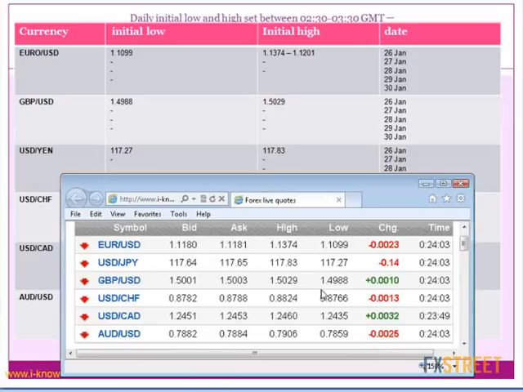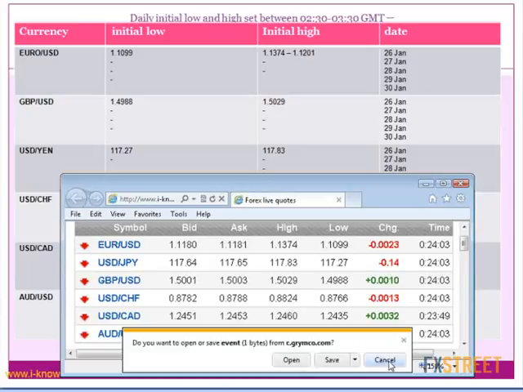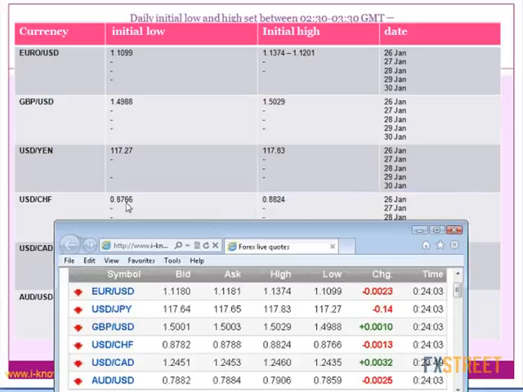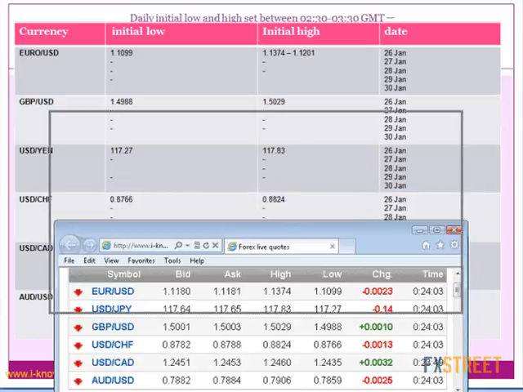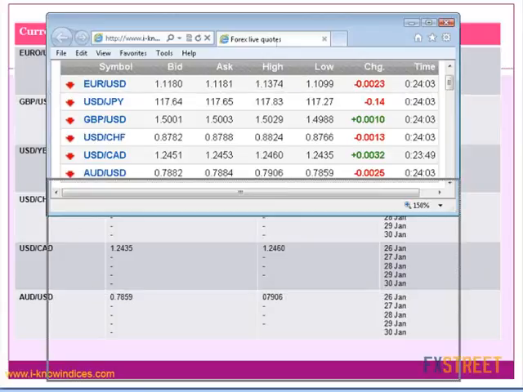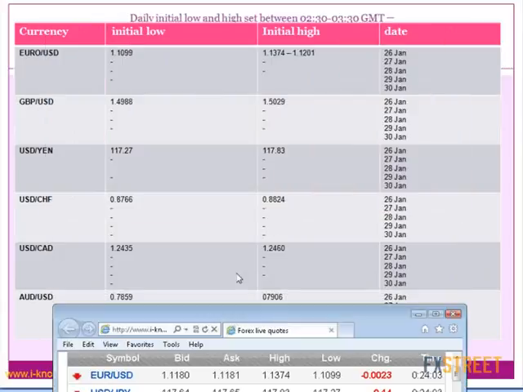So Euro has not breached the low or the high. GBP has also not breached the low or the high. And USD Yen also not breached the low or the high. Then USD CAD, USD CHF also not breached the low or the high. And USD CAD also not breached the low or the high, and also Australian dollar. So as a result, you find that none of the currencies either breached the low or the high. They are only making a small swing.